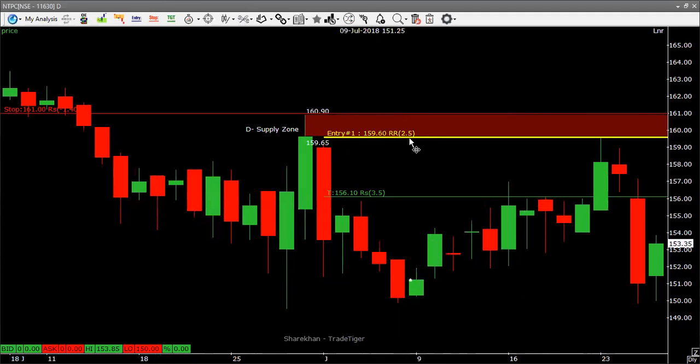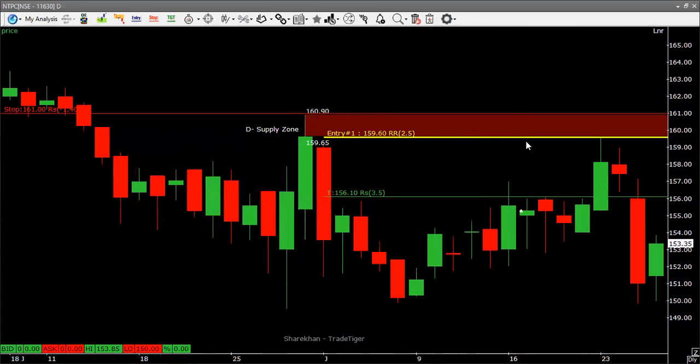So usually I like to trade these. Whenever I see these pro gaps, I like to trade them. So I normally trade the fill of the gap. The fill of the gap is the close of the previous day, which is at 159.65. I just get my entry 5 paisa below that. My stop loss usually goes above the high of the previous day's candle or above the wick. So that was at 160.90.